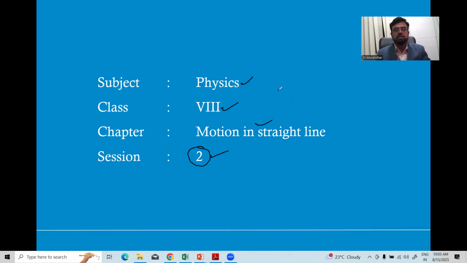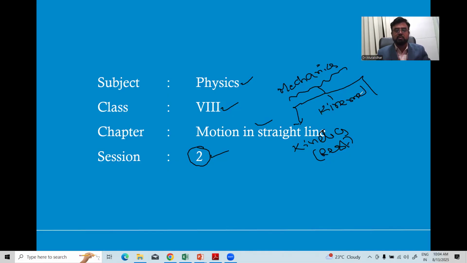So mechanics is about knowing the motion. The study of motion of a body comes under a very big branch of physics called mechanics. Again, this mechanics is classified into three categories. One is kinetics, the study of the body at rest. The second one is kinematics, what we are learning today. Kinematics is the study of motion without cause, no cause.